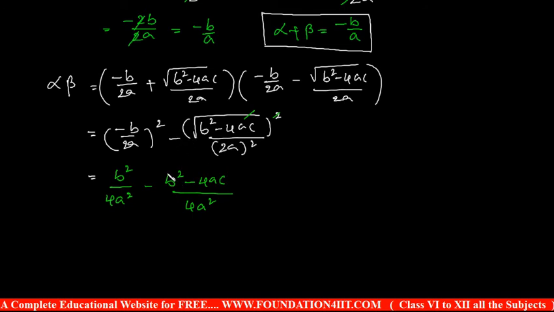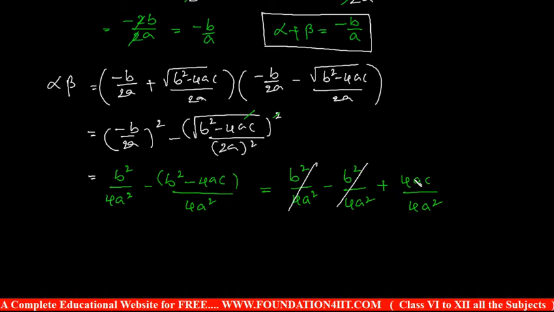Because of the minus sign, keep the bracket: b square by 4a square minus, separating the denominator, b square by 4a square, and minus minus gives plus 4ac by 4a square. Then plus and minus b square by 4a square cancel. We have 4ac by 4a square, one a gets cancelled, so c by a. So alpha into beta is equal to c by a.